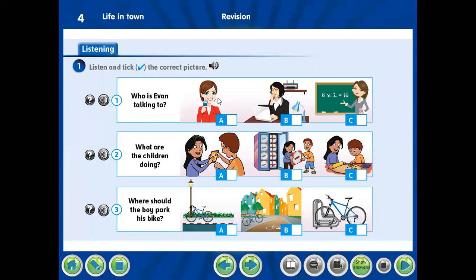What is this? What profession is this? Open your microphones. Tell me, what profession is this? Reporter. Very good. This? Secretary. Secretary. And this? Teacher. Yeah, very good. Excellent. Let's listen. Who is Evan talking to? 2. What are the children doing? What are they doing in picture 1? The picture A. What are they doing?